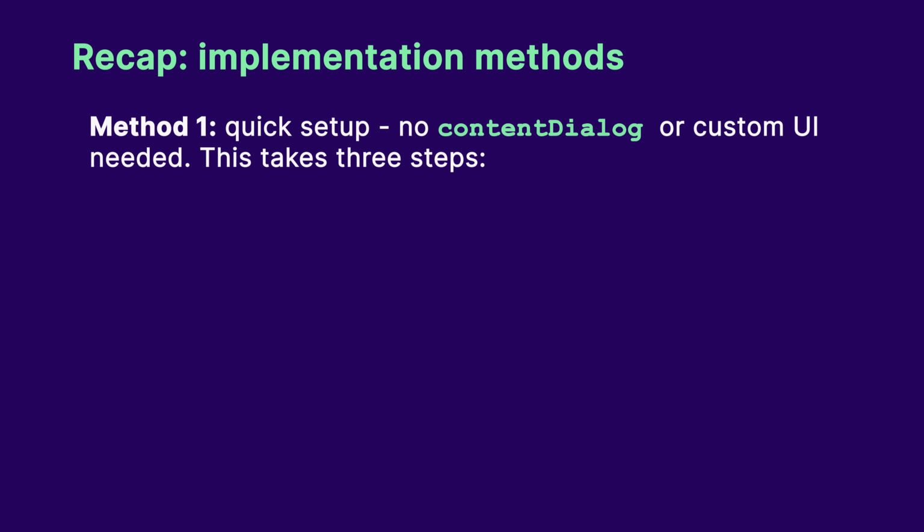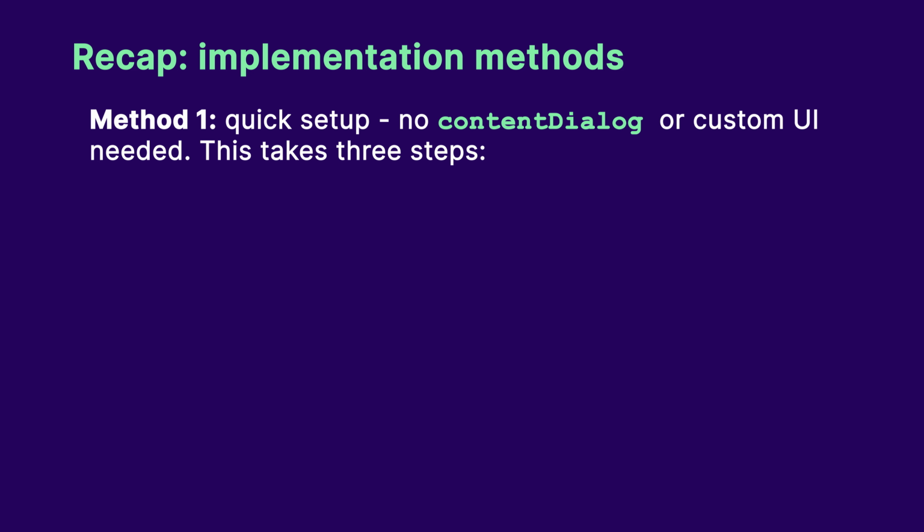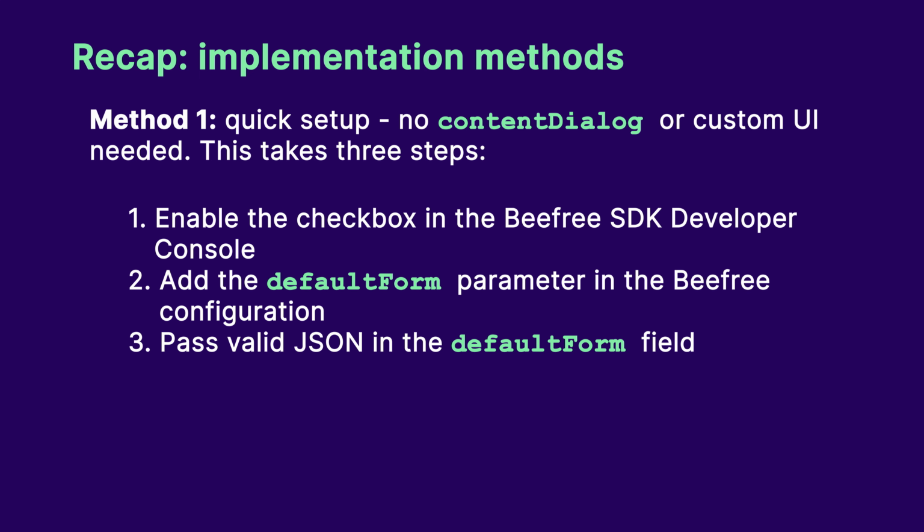To recap, here's a quick comparison of the two form block implementation methods. Method 1, the quick setup, is no contentDialog or custom UI needed. This just takes 3 steps. Enable the checkbox in the Beefree SDK developer console, add the default form parameter in the Beefree configuration, and pass valid JSON in the default form field. This loads the form automatically when users drag and drop the block.